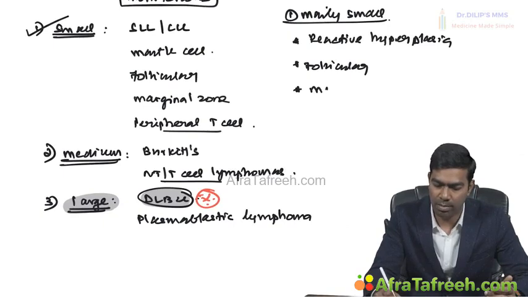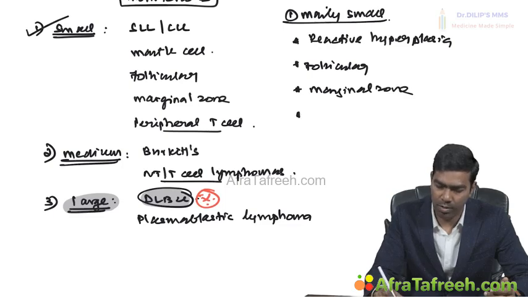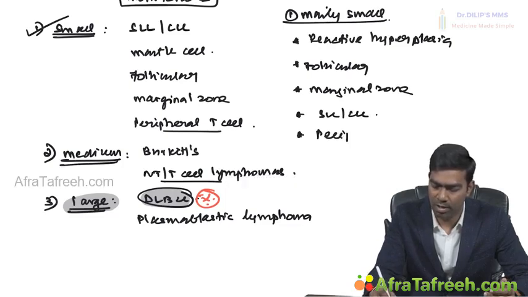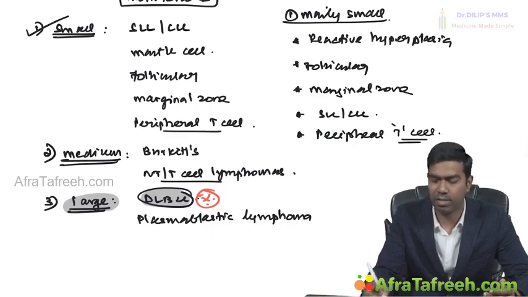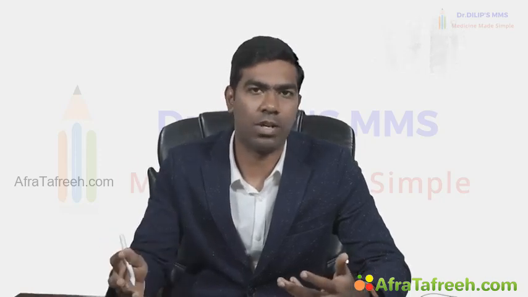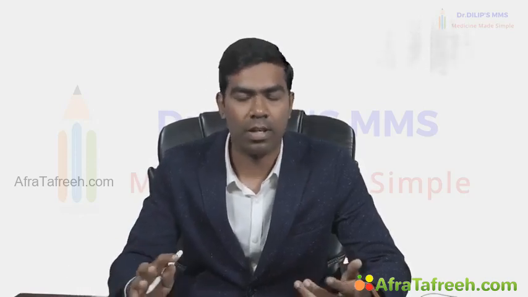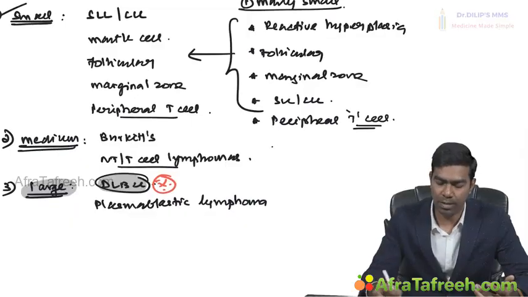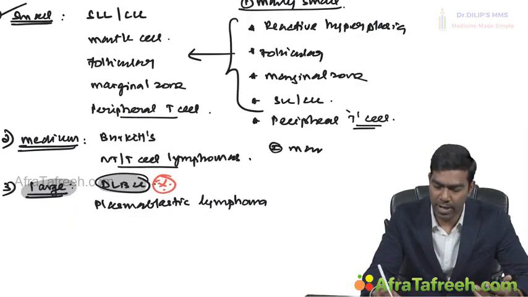Then you can see in marginal zone lymphoma as usual. Then you can see in SLL and CLL as usual. Then you can see in peripheral T cell neoplasms also, peripheral T cell lymphomas also, which means predominantly small again, they are going to become the same small. Sometimes it can be a heterogeneous population depending on the proliferation rate, and they are also going to have mainly small.